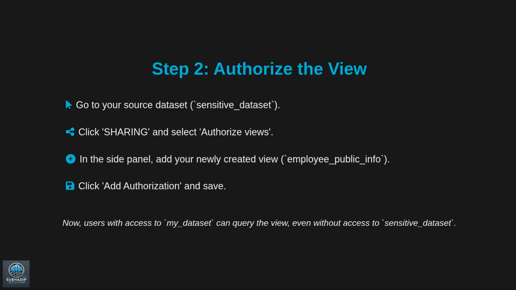Step 2 is the magic part. You go to the sharing settings of the original sensitive dataset. There you select Authorized Views and add the view we just created. This action forges the special link allowing the view to read the source data on behalf of the user.